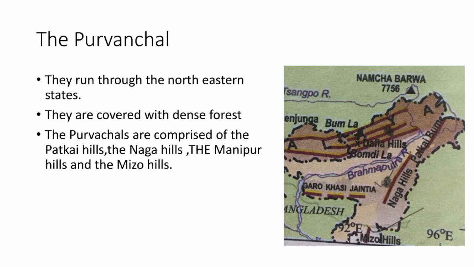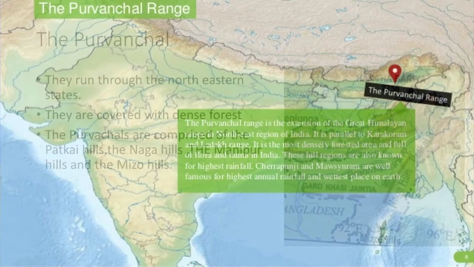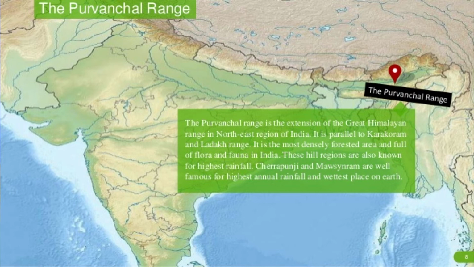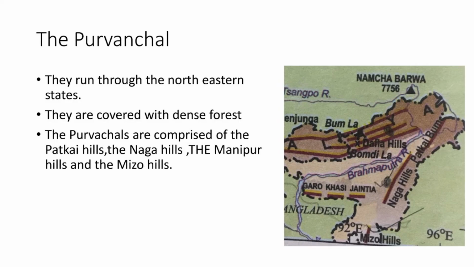This extension is known as the Purvanchal, which mostly consists of a number of hills and mountains, and these hills run from the northeastern part of our country, most importantly in the northeastern states of our country, and these mostly consist of sandstones, which are mostly sedimentary rocks. And these hills and mountains are covered with dense forests.